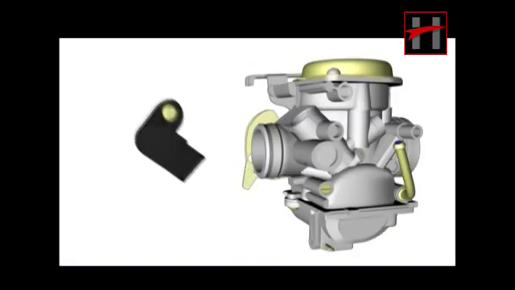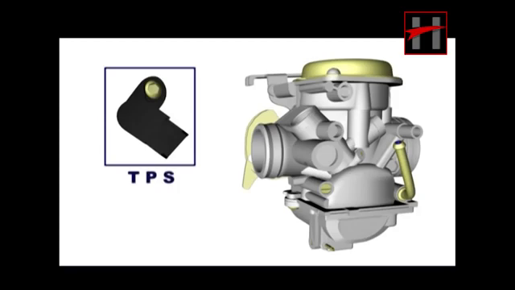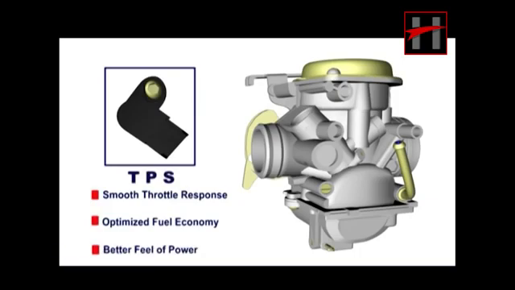TPS is used in BS carburetor to achieve smooth throttle response, optimized fuel economy and better feel of power.